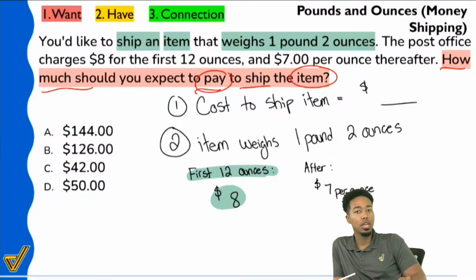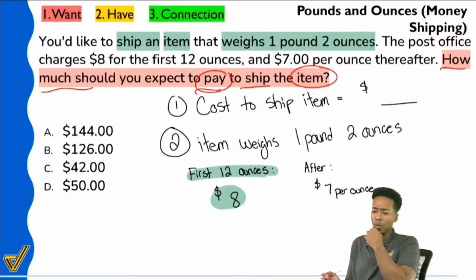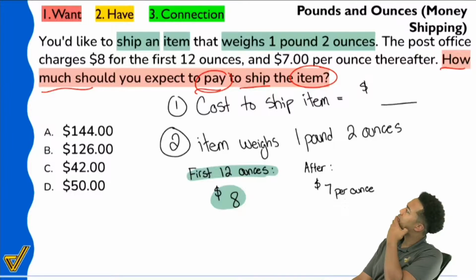But what we have to understand is how much is being charged. That's $7. So let's break this down for ourselves, everybody. We have 1 pound, 2 ounces. How are we supposed to break this up? Any ideas, everybody? Any ideas on what we're supposed to do?